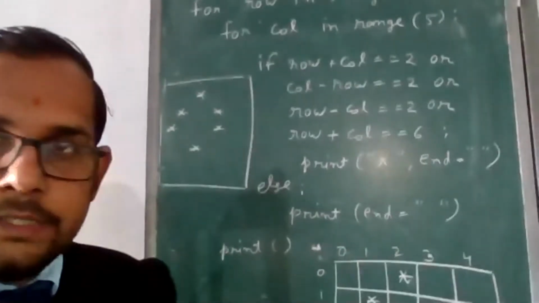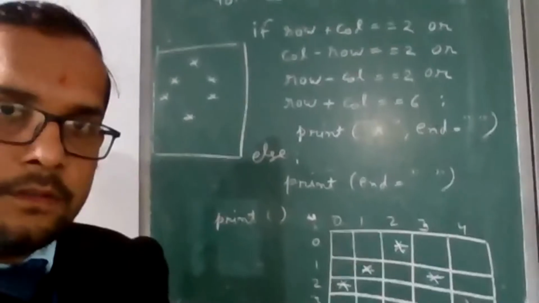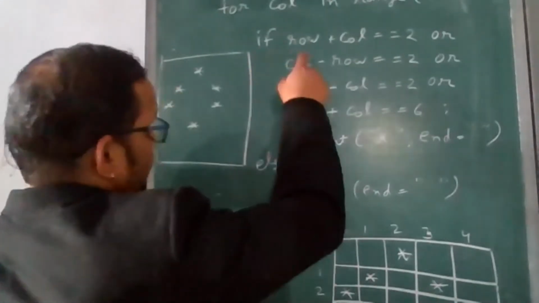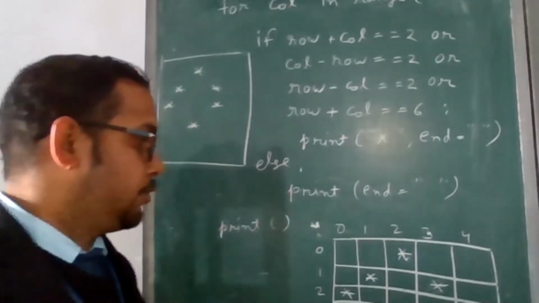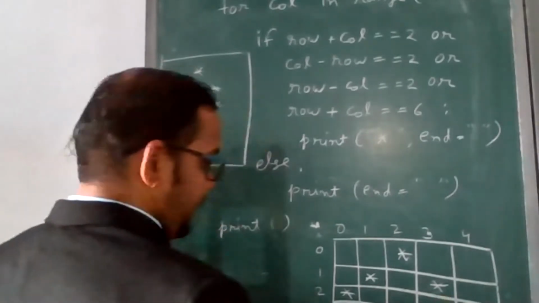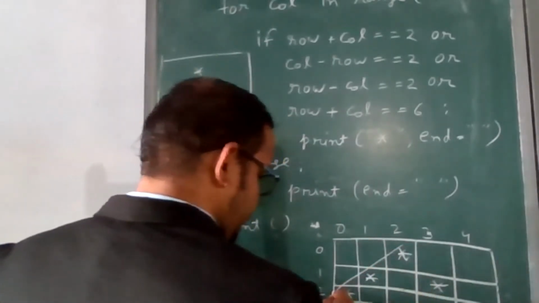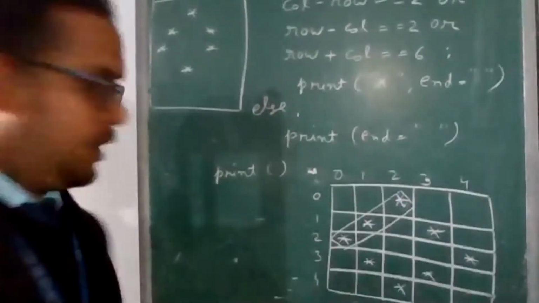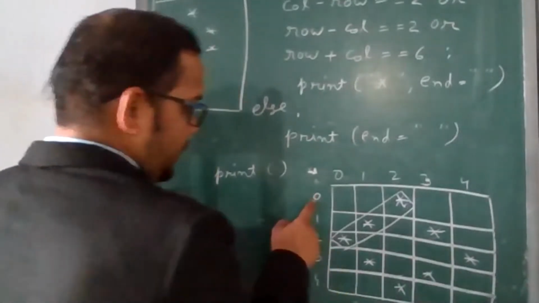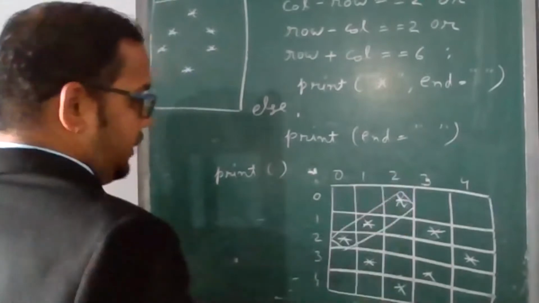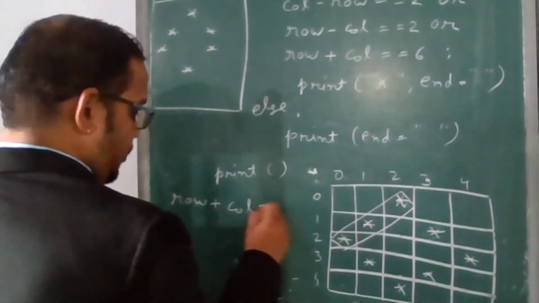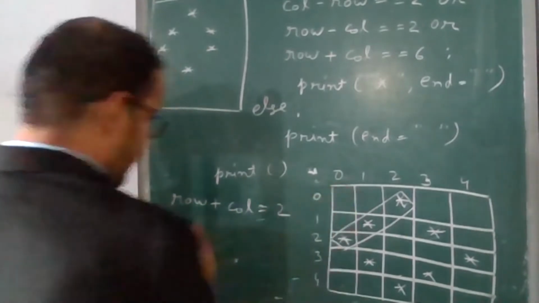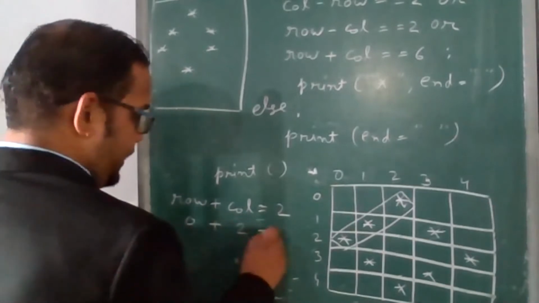Then here the logic is, now you look at this logic. If row plus col equals 2, I have written here row plus col equals 2. Now I want to print these 3 stars in this manner. Look at this. First I want to print these 3 stars. Okay? Now just look at this. When the value of row is 0 and the value of column is 2, then the result is row plus column, 2.